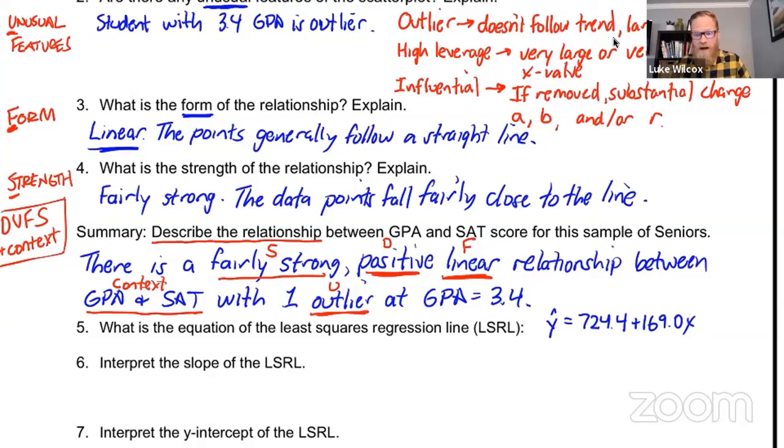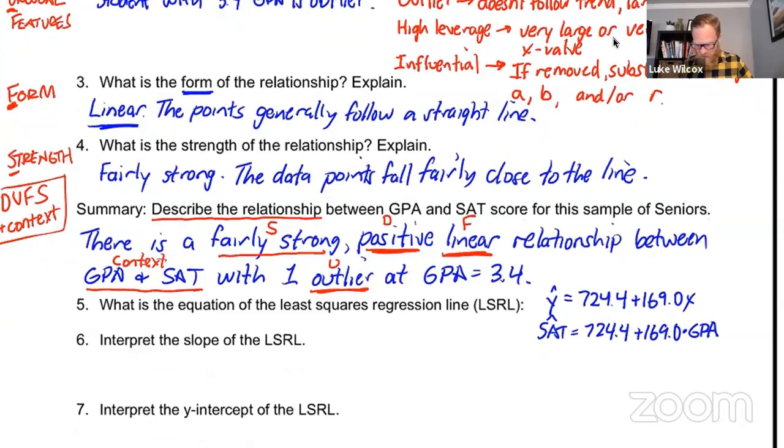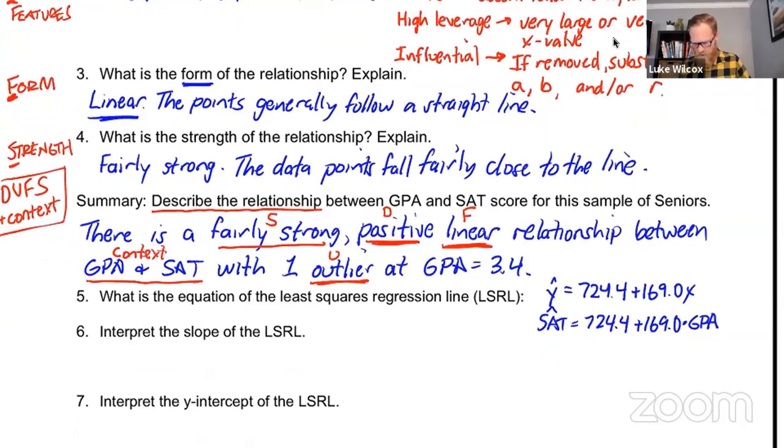So we know that y, the thing we're trying to predict, is the SAT score. So I'm going to rewrite this as SAT, and I'm going to include the hat on it, which means predicted SAT, because we're trying to predict the SAT from the GPA, equals 724.4 plus 169.0. And now instead of x, I'm going to put in my x variable here, which is GPA. And now I have a very clear understanding of what we're using that line for, which is to predict SAT scores. Okay, number 6 is to interpret the slope of the LSRL.